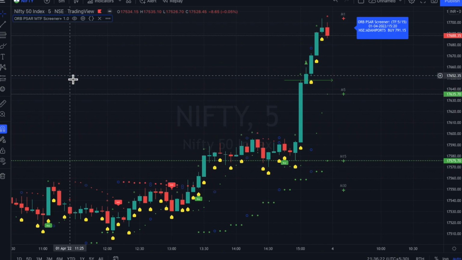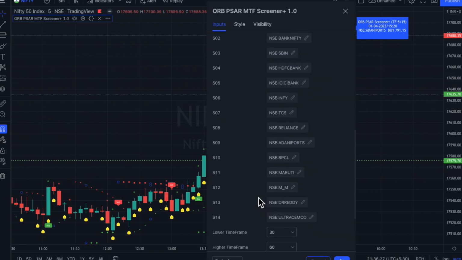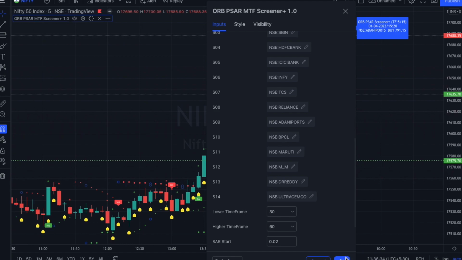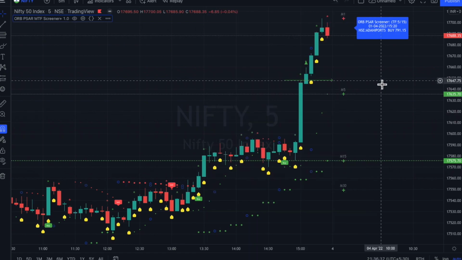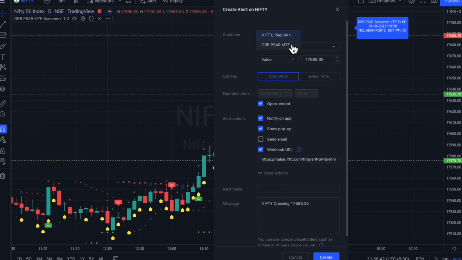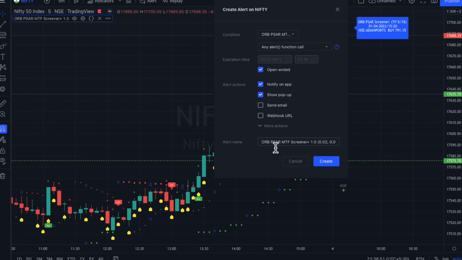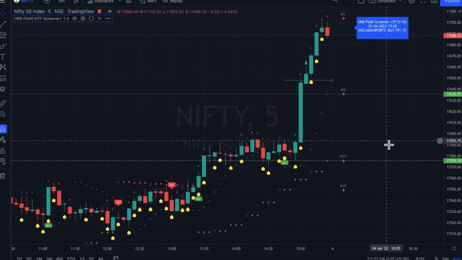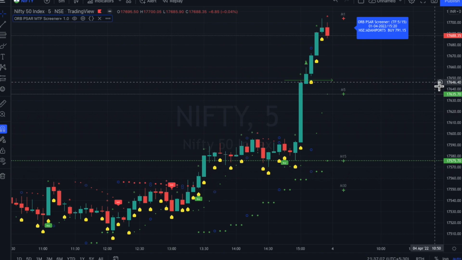Now, due to the limitations of TradingView, we are able to define only 14 symbols here. So there is a workaround for this. You can define these 14 symbols here, and enable this indicator. Then you can create an alert for this indicator. So if I go to the alert option here, and select this alert option, save this alert with the name, say, alert PSAR set 1, and I can create this particular alert. Now this alert has actually got created for you.